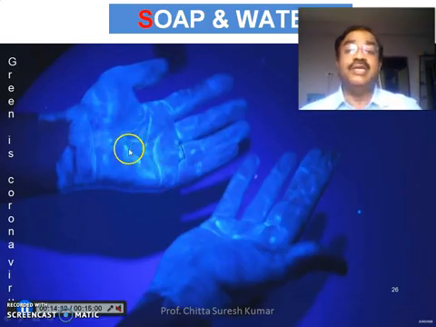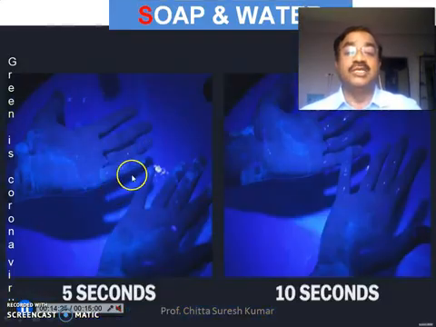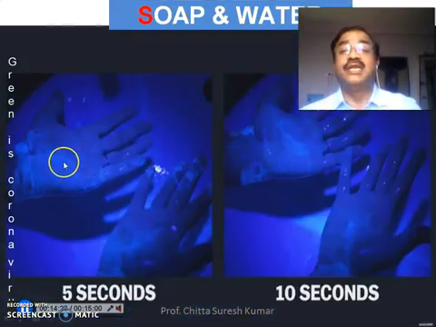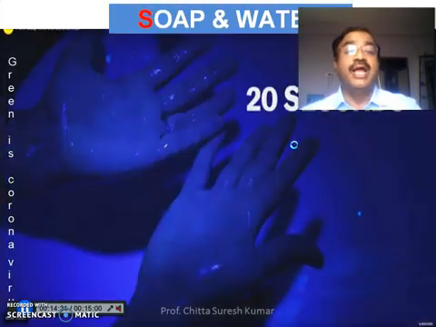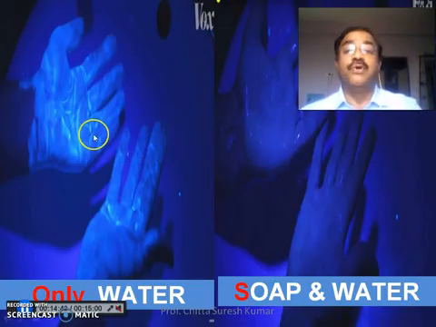You can see the green fluorescence, which is nothing but the COVID virus that is present. If you just rinse with water, there is still a lot of virus there. If you use soap and water for 5 seconds, then for 10 seconds, and then for 20 seconds, the virus is completely gone. That's why people advise you to use soap and water for 20 seconds. This is only water. This is soap and water for 20 seconds. You will get sterilization of your hands, so the virus is getting away.